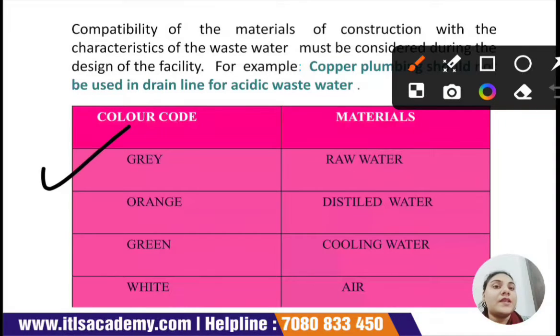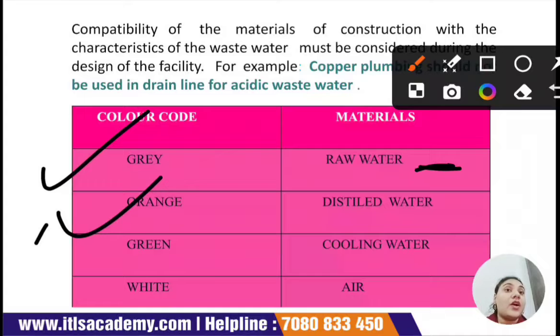So the first one is the gray one. What is gray color indicating? It is indicating raw water. Raw water is the kind of water that is not treated and is full of microorganisms. So the gray color shows that this water is raw water. Then the orange color of the pipeline shows that this water is distilled water.